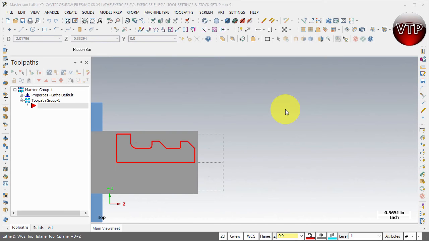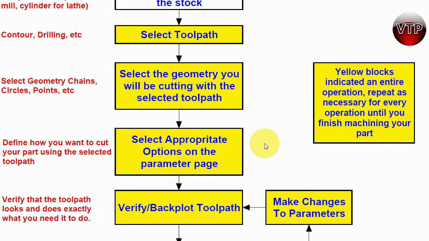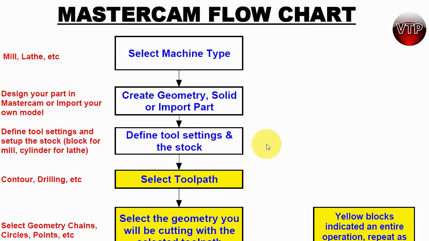Alright, welcome back. So now we're ready to get started with our first operation. But let's go over the Mastercam flowchart real quick to see where we are. So this is the Mastercam flowchart, and what we've done already is selected the machine type, the geometry, and we defined the tool settings in the stock.